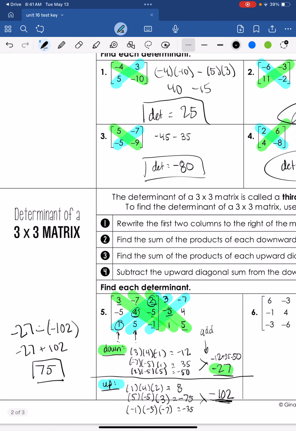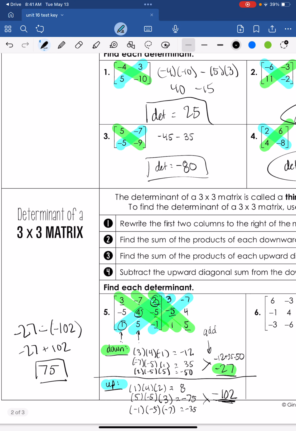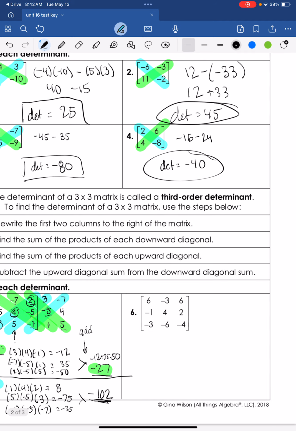So that's how we do that one. So again, downward diagonal is in green. You're going to multiply diagonally for all three of these, add those together, and then do the same thing going up. All right, let's try another one right here.